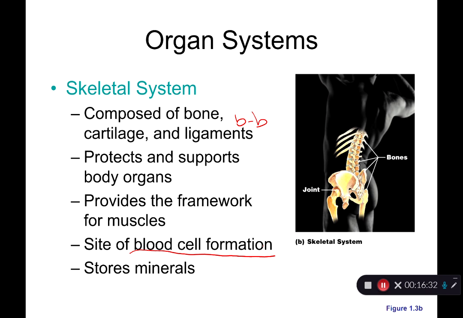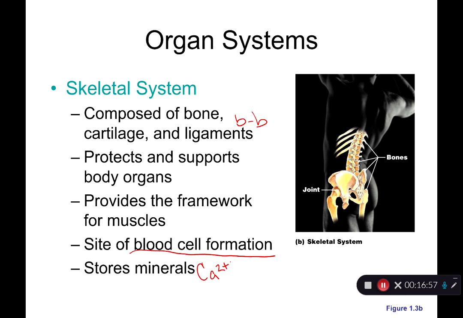And what you store inside your hollow bones is something called red bone marrow. And this is where all of your blood cells are formed. Okay, so your bones are a site of blood cell formation, because your red bone marrow is inside your bones. And then lastly, your bones store minerals, namely calcium.